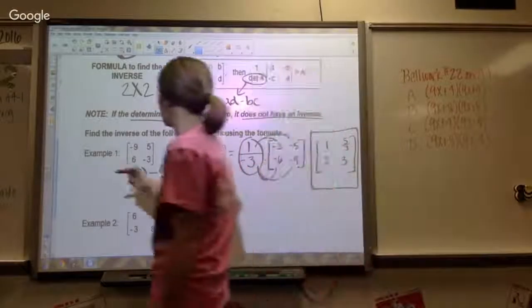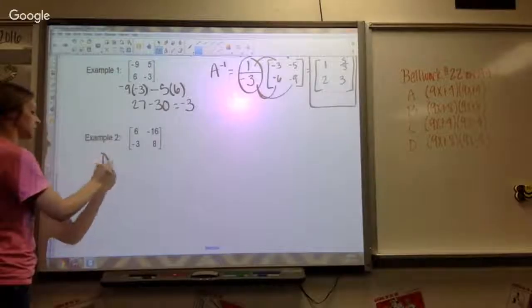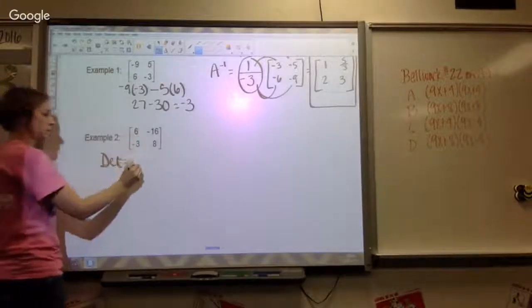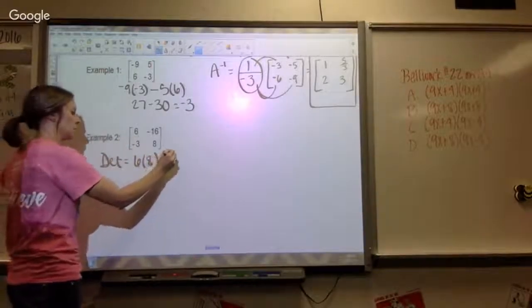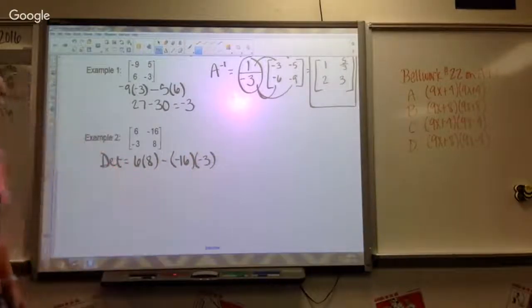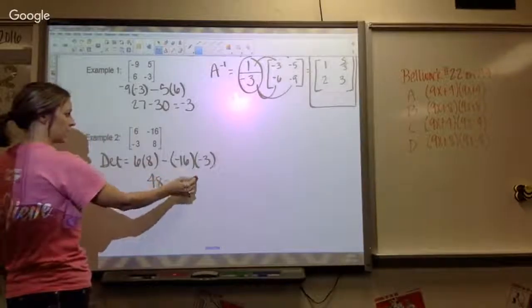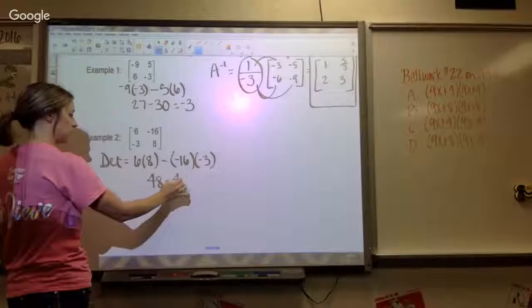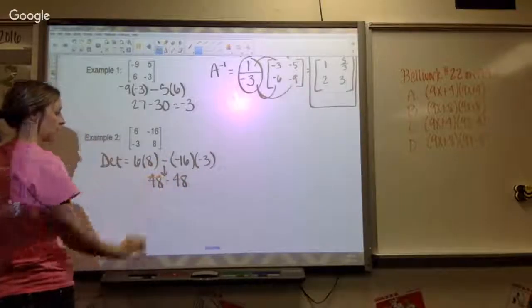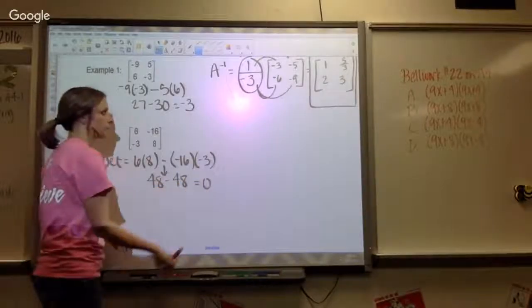Okay, let's look at example 2. First step, find your determinant. So for the determinant, we're going to do 6 times 8 minus negative 16 times negative 3. So that's going to be 48. Bring down that subtraction sign. A negative 16 times a negative 3 is a positive 48, but we were subtracting them. So we get 0 here.